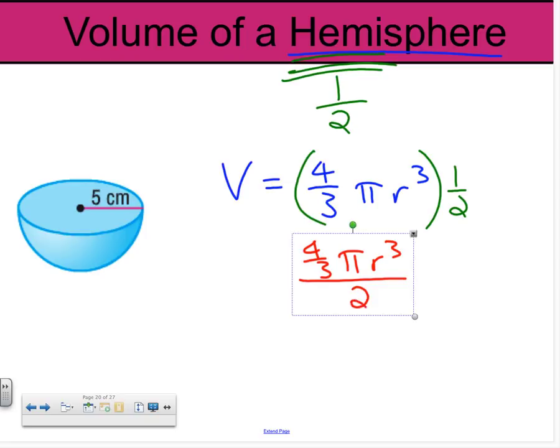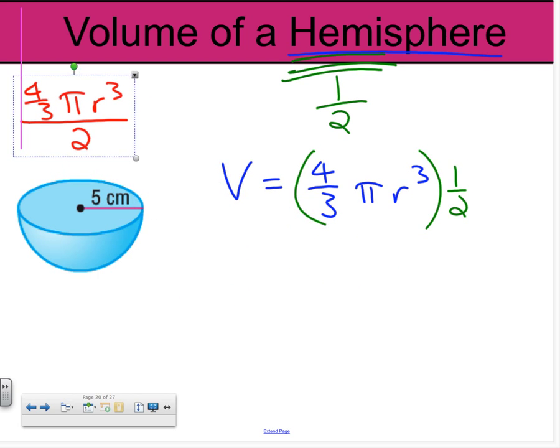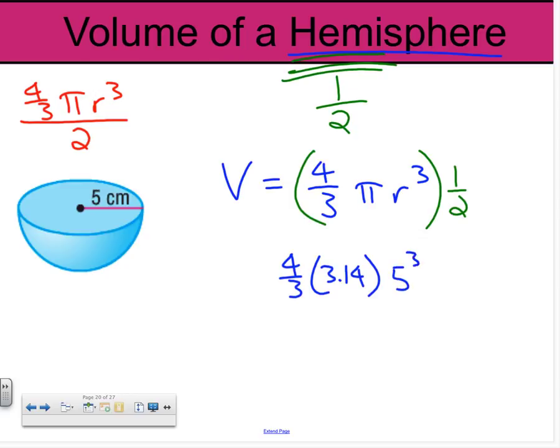All right, so let's try and do this example. Let's fill in some numbers here. They've given us the radius. That's pretty much all we need. So to find the volume, I'm going to do 4/3 times pi, which is 3.14, times 5 cubed. So I can rewrite that as 4/3 times 3.14 times 125. And then remember that whatever I get from that, I'm going to have to divide by 2.